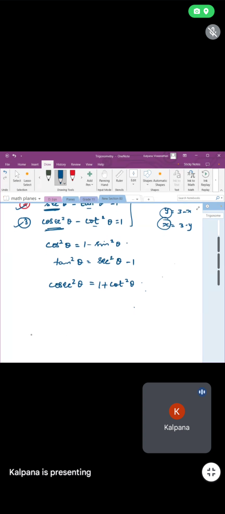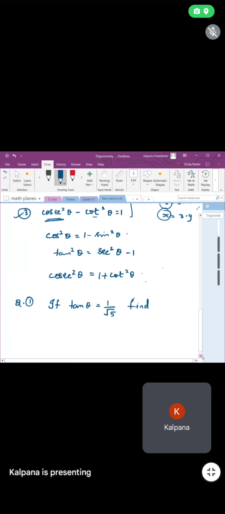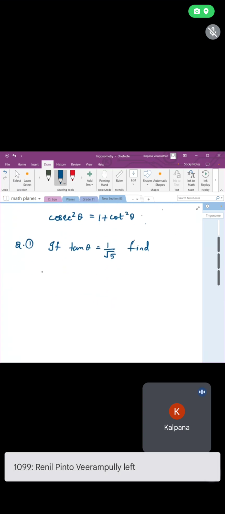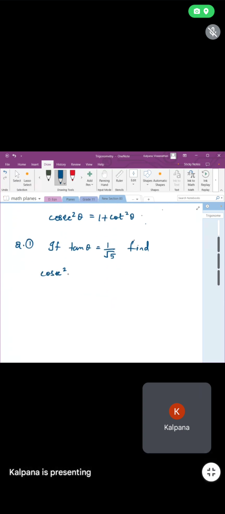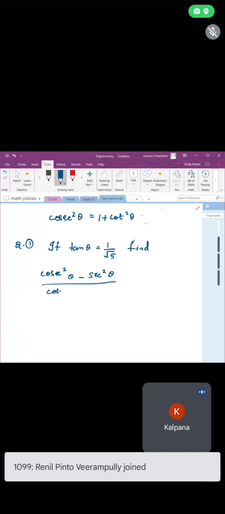Okay. Now moving on to the questions. First question: if tan theta is equal to 1 by root 5, find the value of cosec square theta minus secant square theta, divided by cosec square theta plus secant square theta.